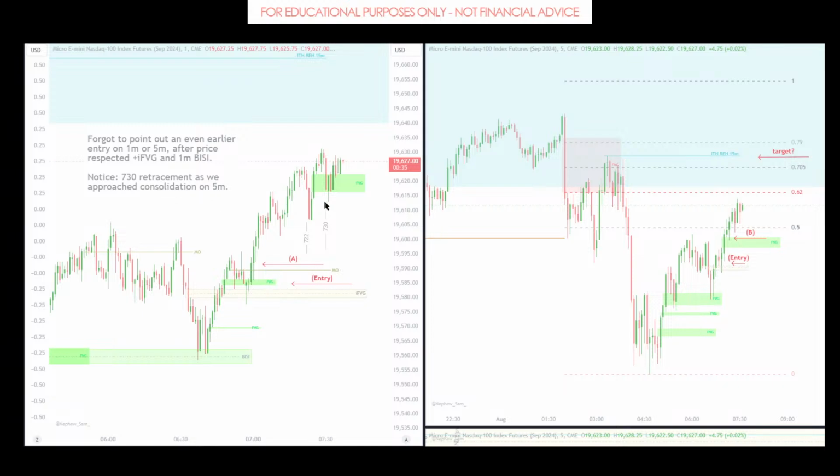And notice the 730 retracement as we approach consolidation on the 5 minute. Consolidation meaning up here, we're coming back up to the original consolidation, if it is a market maker sell-buy model. Or I guess the original consolidation would really be all the way up over there, and this would be the first stage of distribution, I guess.